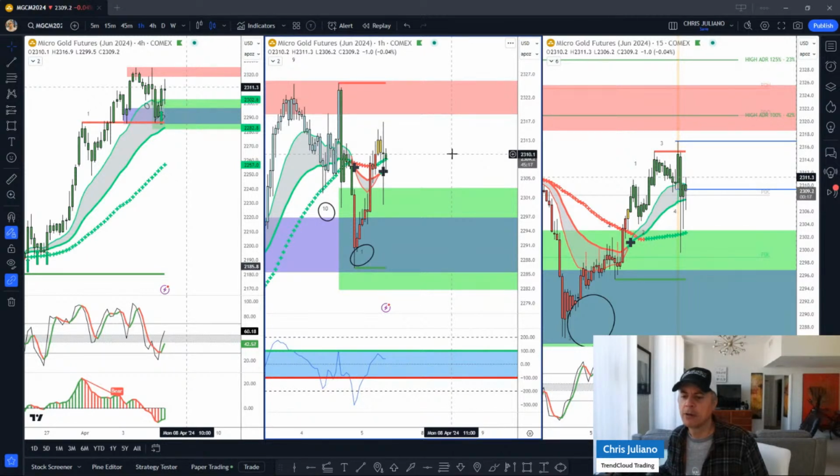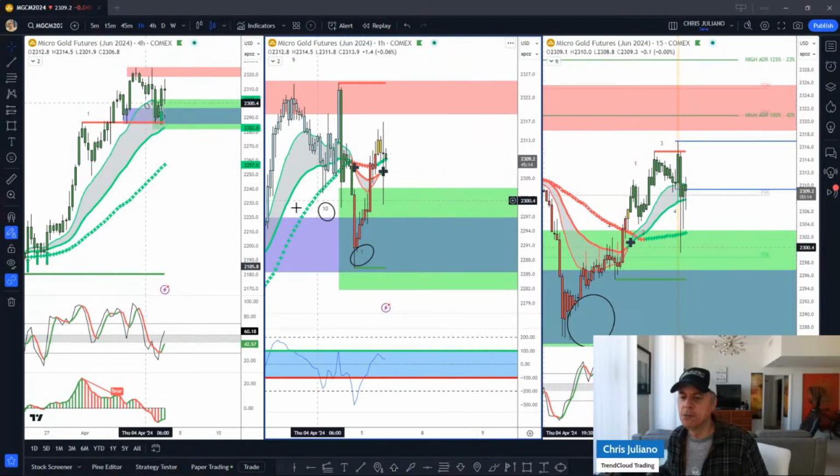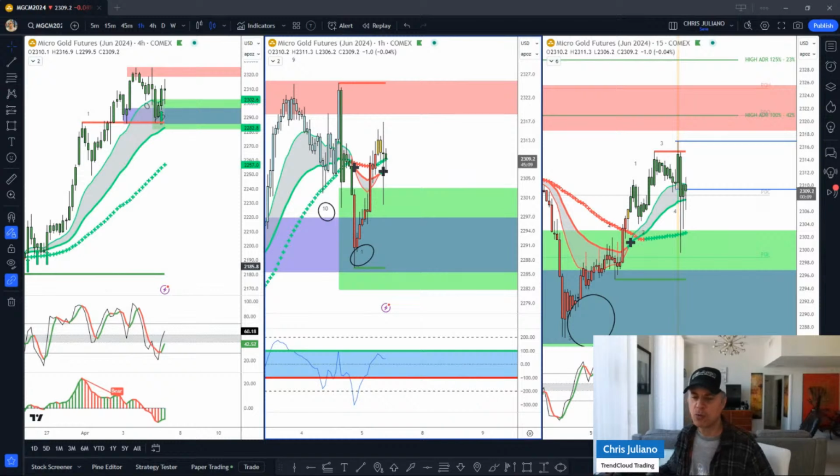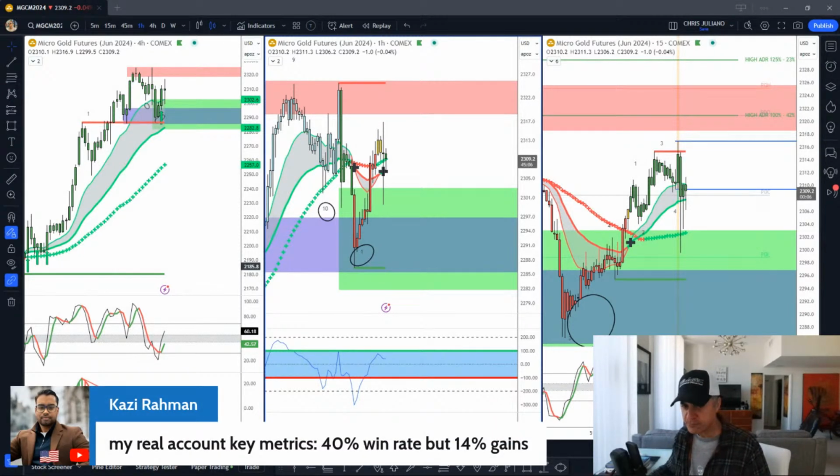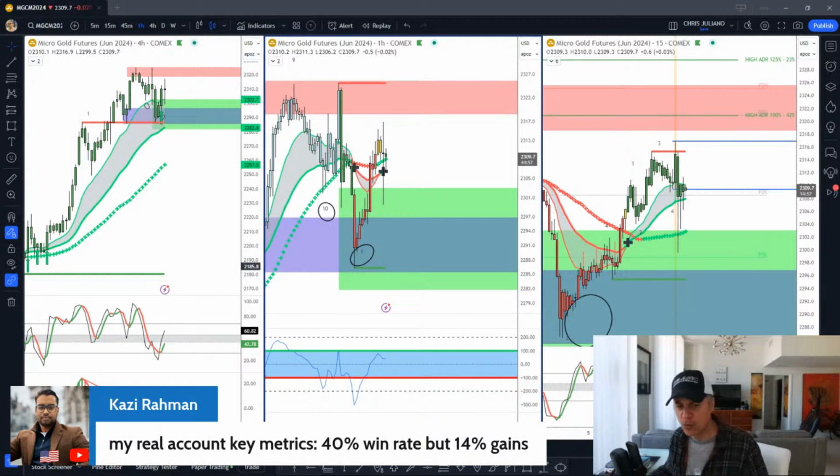Real count. Oh, wow. 40%, right. Yeah. Okay. So what Kazi is talking about here is very important, guys. Look at this. In the real account, right? 40% win rate, right? But 14% gains for March, right? 40% win rate, 14% gains. So what does this tell you?